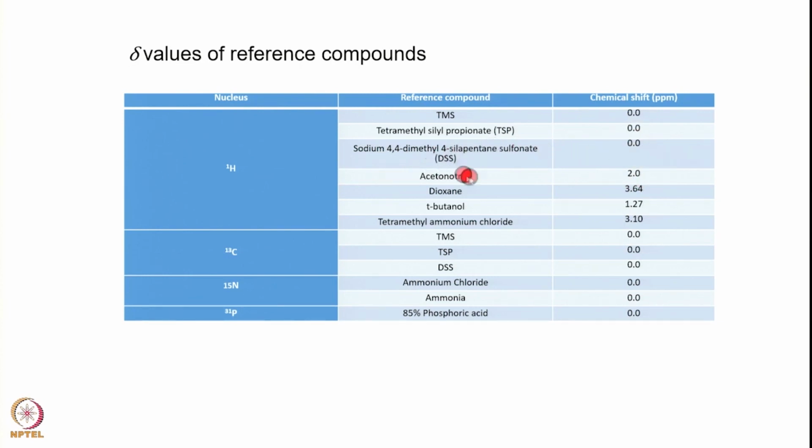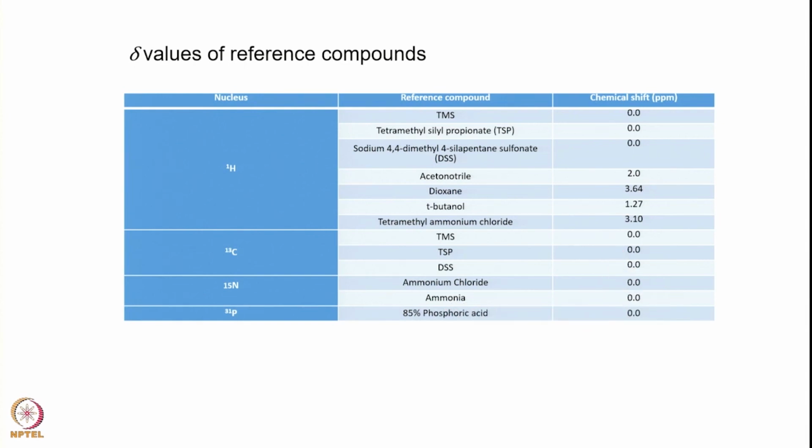Other compounds are also used, acetonitrile is used sometimes, dioxane is used, tertiary butanol is used, and various different kinds of compounds are used for referencing. And the numbers which are given here are with respect to the TSP or the TMS, and you have this one as the reference chemical shift, and others will be referenced according to that. For carbon 13 similarly you use TMS, TSP or DSS, and these are all at 0 frequency. For nitrogen 15 you use ammonium chloride or liquid ammonia, and their chemical shifts are taken as 0.0, and for phosphorus you use 85% phosphoric acid, and that line is also taken as 0.0.